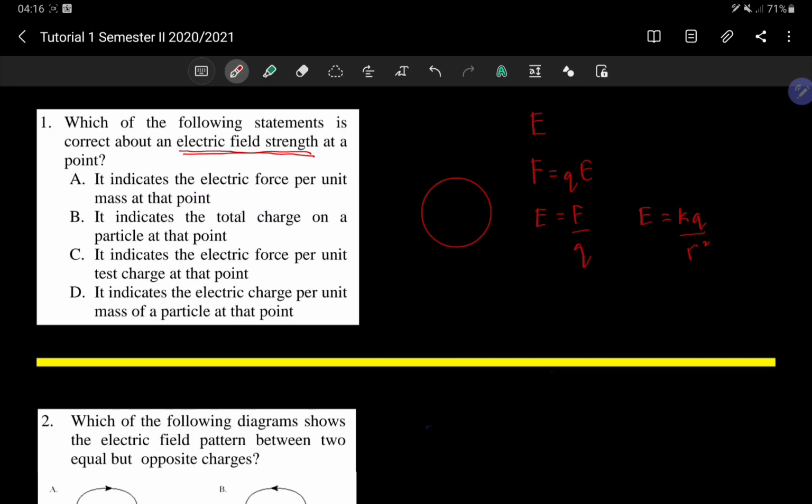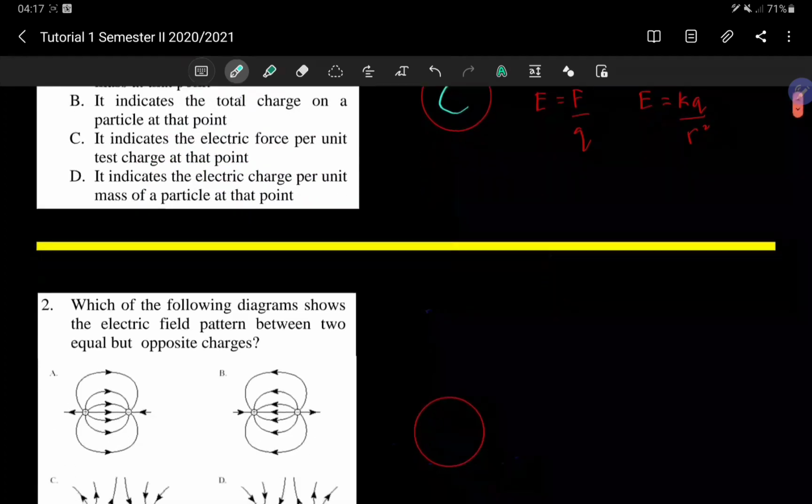Okay, so let's start with the first one. A, it indicates the electric force per unit mass. Force per unit mass is not it, but here what do we have? Just force per unit charge, isn't it? Alright, B, it indicates the total charge on a particle at that point. It's wrong too. C, it indicates the electric force per unit test charge at that point. Force per unit test charge, F over Q. Seems like correct, isn't it? And D, it indicates the electric charge per unit mass. Okay, it's wrong again. So the answer is C.